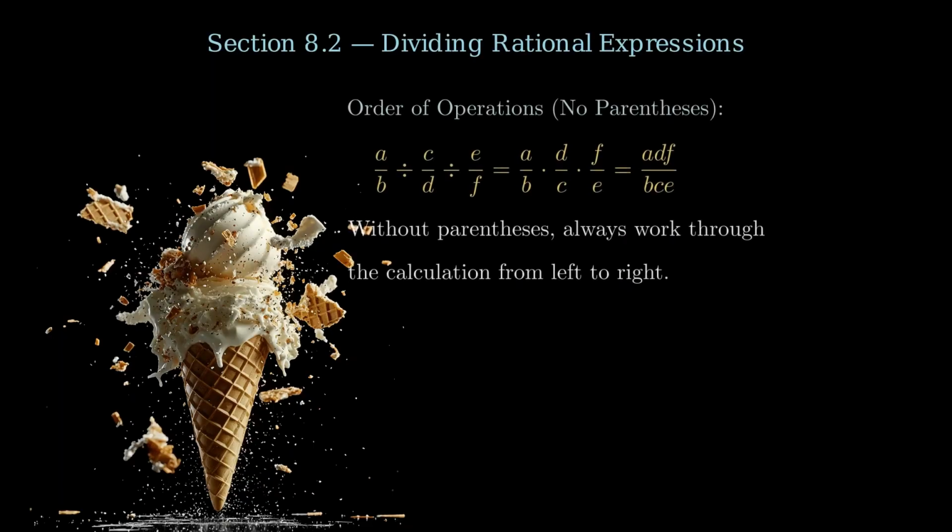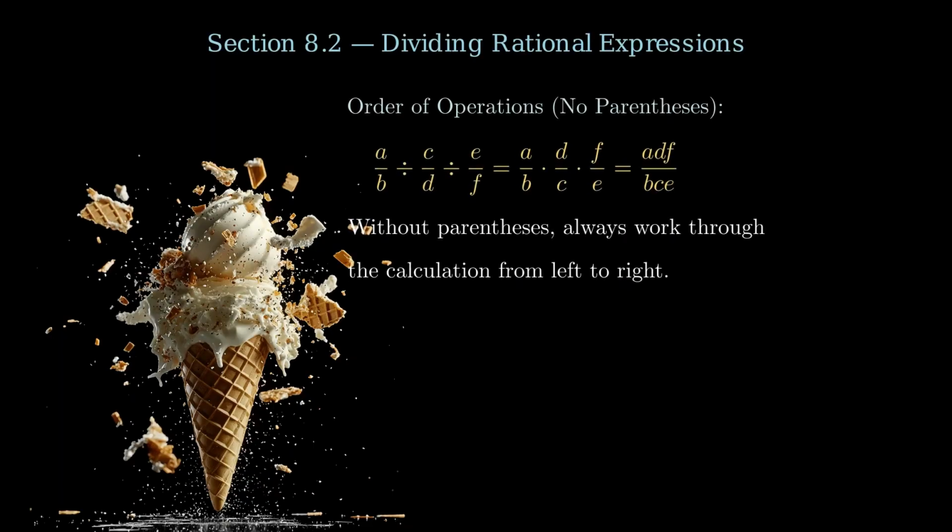You can divide any number of rational expressions at once. If there are no parentheses, you must always calculate from left to right. This means each division turns into multiplying by its reciprocal step by step.